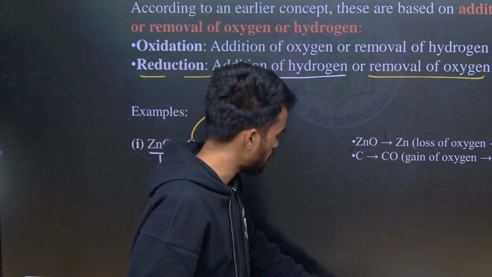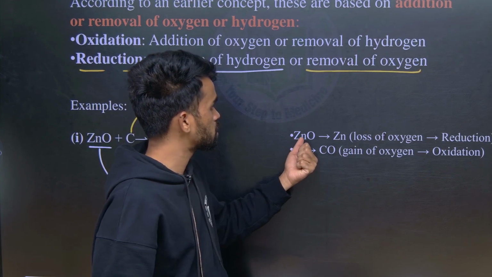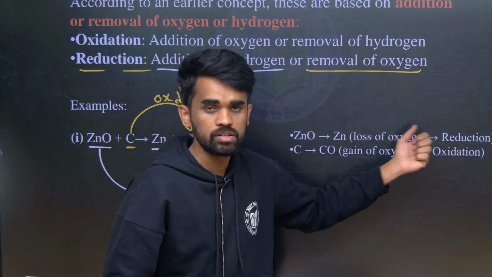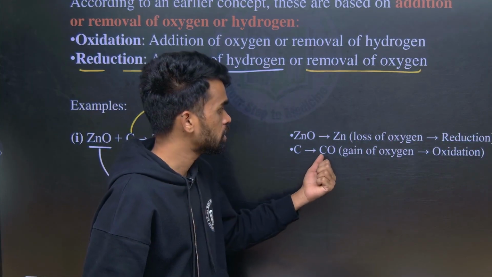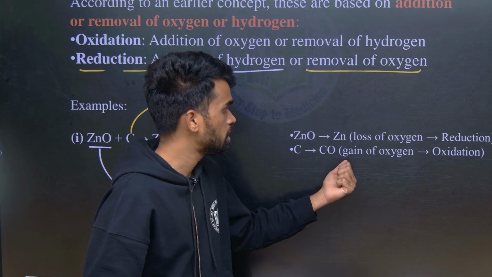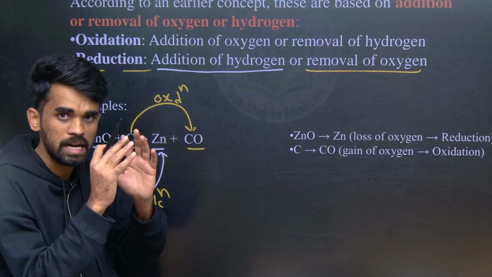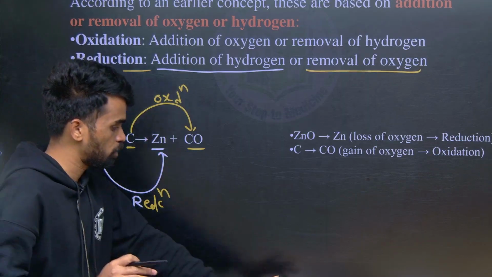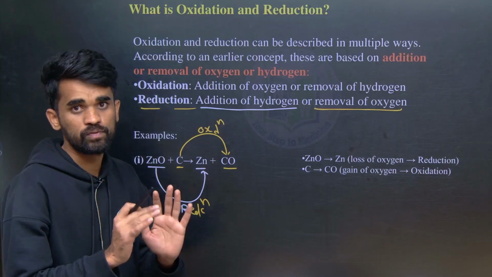Here I have mentioned the points also. Zinc oxide loses oxygen, so this process is reduction. And carbon is gaining oxygen, becoming carbon monoxide, so gain of oxygen is oxidation. Like this you should get some clarity on a particular topic whenever you are preparing for any exam. I hope it is helpful for you.